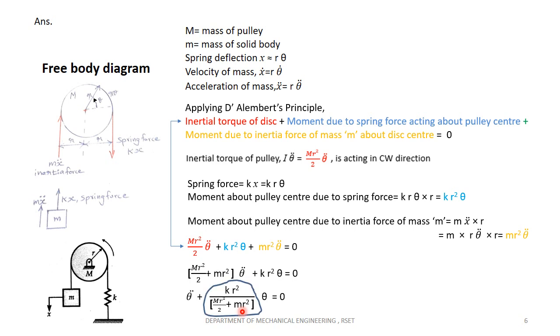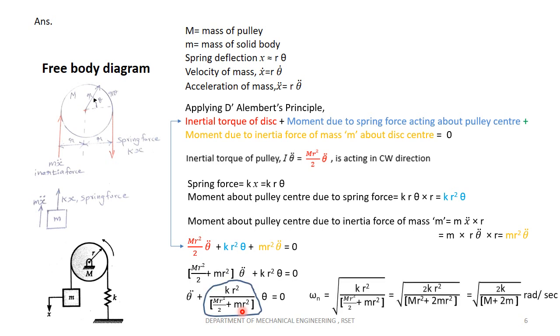So comparing this with our general equation. What is the general equation? I theta double dot plus omega n square theta equal to 0. So the term which I have highlighted here is omega n square. Omega n will be the root of this, same as what you discussed in the previous problem. Theta double dot plus omega n square into theta equal to 0 is our general equation. So omega n square is the term lying next to theta, and omega n will be the root of that term.